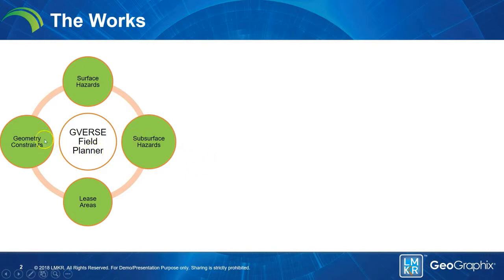There are 4 of them here. We have geometry constraints, we have surface hazards on top, which are existing wells, existing pads, and places where you can't put a pad, such as hilly areas. You have subsurface hazards, which are wells underneath the earth where you can't plant new wells along, and you have lease areas, those restricted areas that you can't cross. Those are the areas that you own.